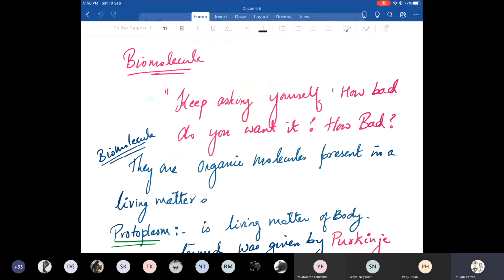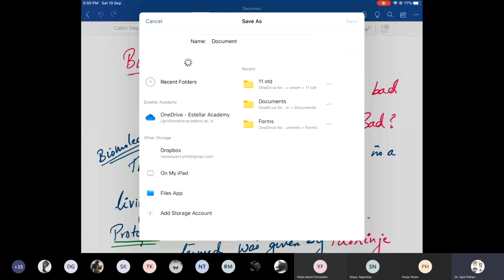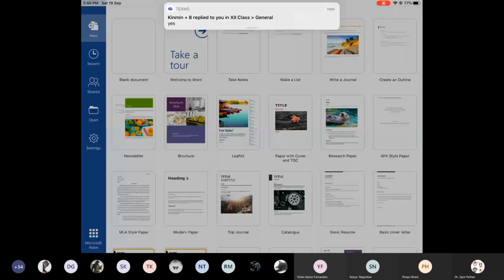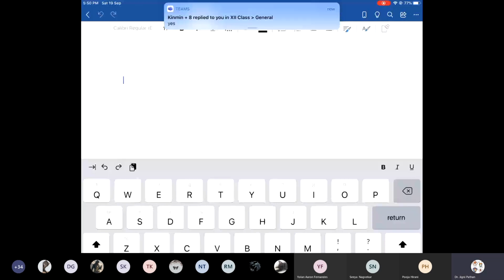Okay. Is it clear? The chapter is clear? Very good. So let's move to the next chapter. Which was the next chapter? Strategies for the enhancement of food production, right? Yes. So what was the last point we discussed in the strategies of enhancement of food production?